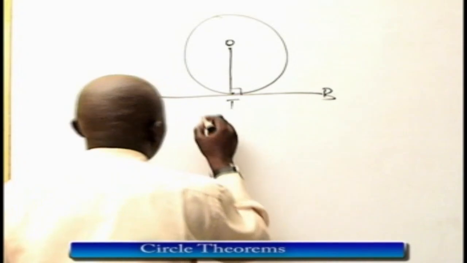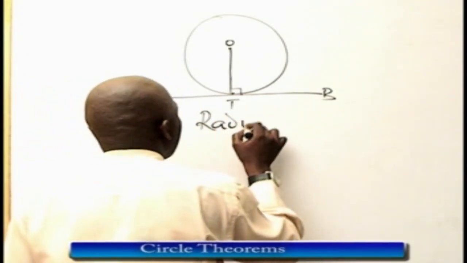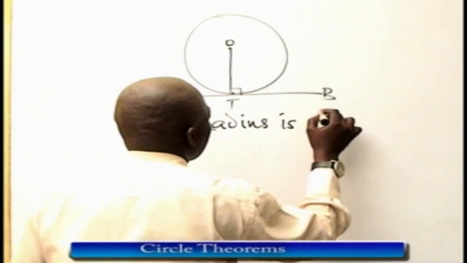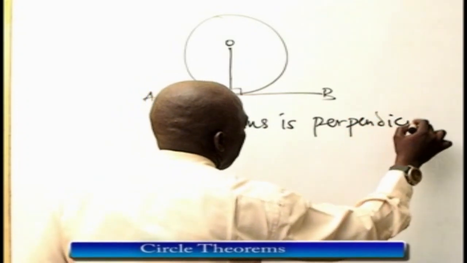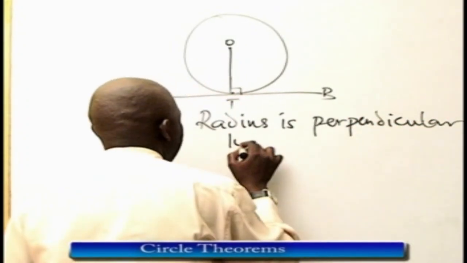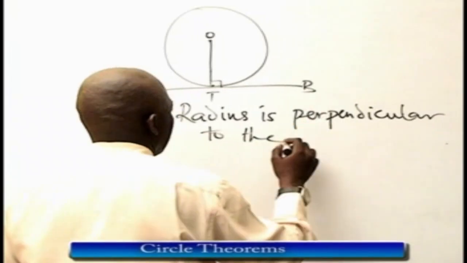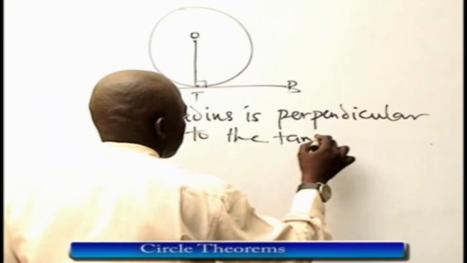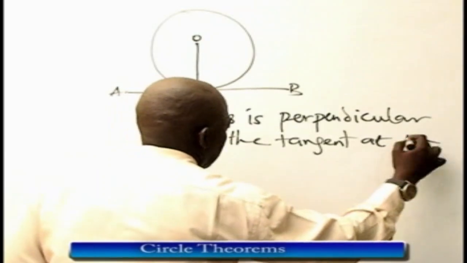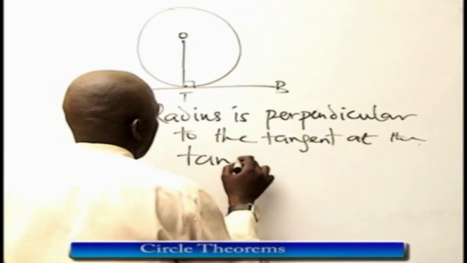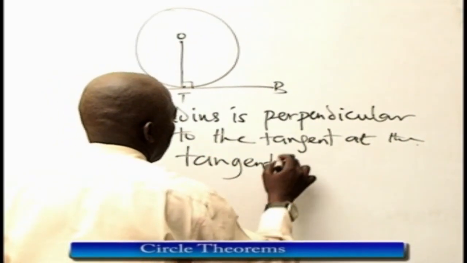What it's saying is the radius is perpendicular to the tangent. Radius is perpendicular to the tangent at the tangential point.